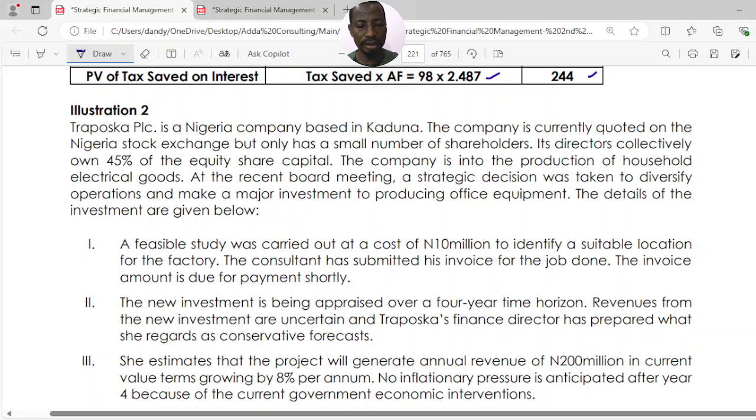Traposca PLC is a Nigerian company based in Kaduna. The company is currently quoted on the Nigeria Stock Exchange, but only has a small number of shareholders. Its directors collectively own 45% of the equity share capital. The company is into production of household electrical goods. At the recent board meeting, a strategic decision was taken to diversify operations and make a major investment in producing office equipment. The details of the investment are given below.